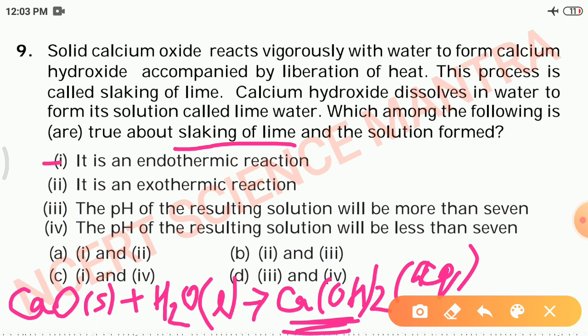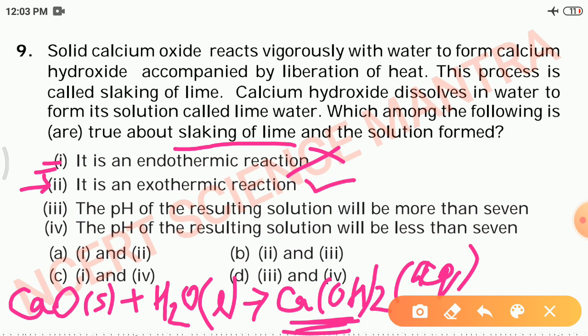First statement is, it is an endothermic reaction. No, it is wrong. It is not an endothermic reaction. There is heat evolved, release of heat. So it is an exothermic reaction. So second statement is, it is an exothermic reaction. Yes, statement second is correct.